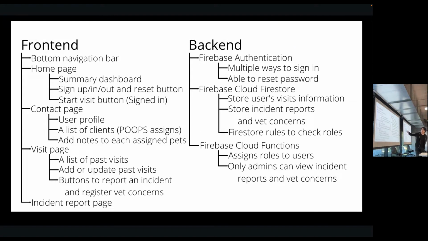So this is how I've kind of split it up so far. The front end will be the bottom navigation bar, so kind of like Facebook. There will be a home page that shows a summary, obviously the sign in, sign out, and all that stuff. A start visit button, which hopefully will be the thing that the user will use the most. A contact page will show the user's profile, a list of all their clients, because for whatever reason you might need to contact the client, and they can add notes to each assigned pet. So this dog likes chocolate or something like that.